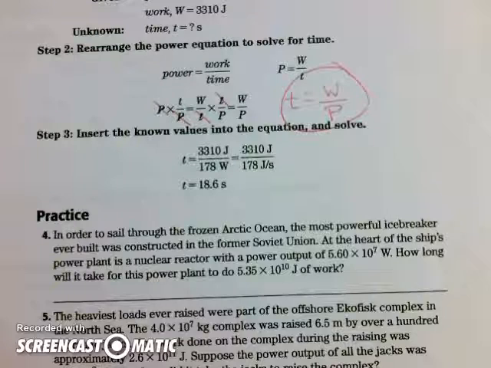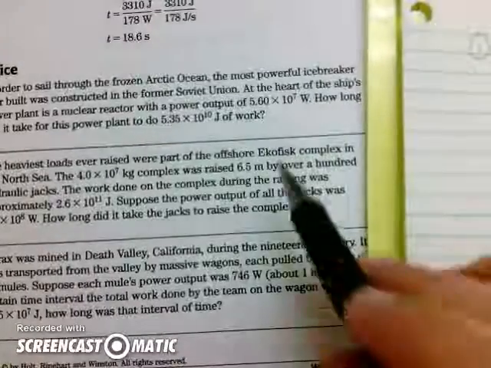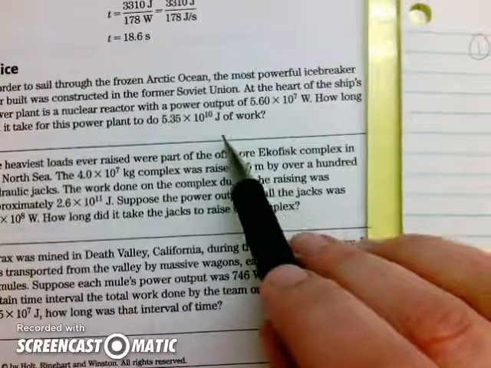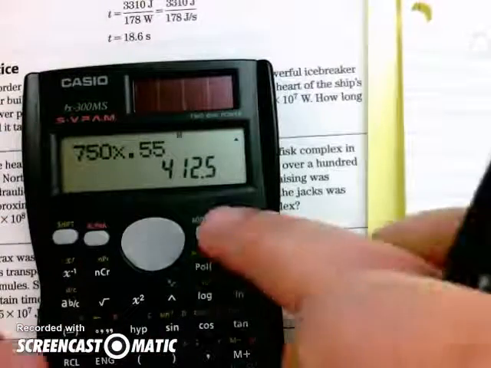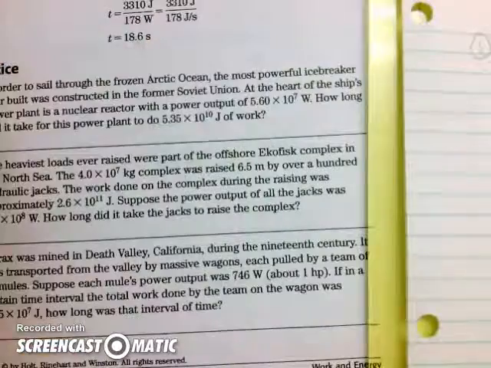How long will it take for this power plant to do 5.35 times 10 to the 10th joules of work? All right, let's do this problem. Now this is nice because it's got scientific notation. So I'm going to show you how to do that again on this calculator. If you have a different calculator, go back and watch the calculator video that I made for you guys.